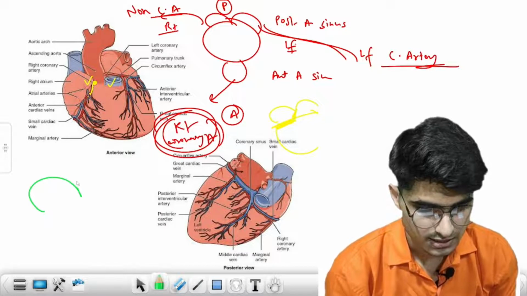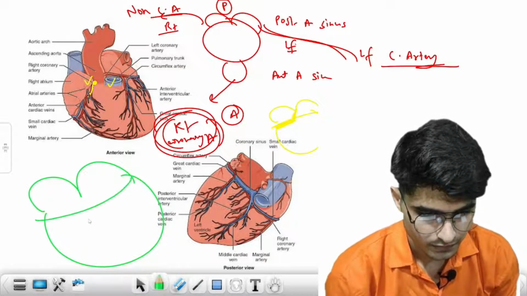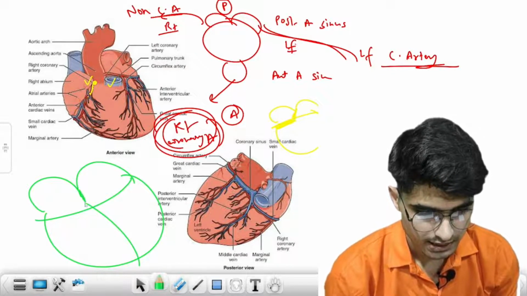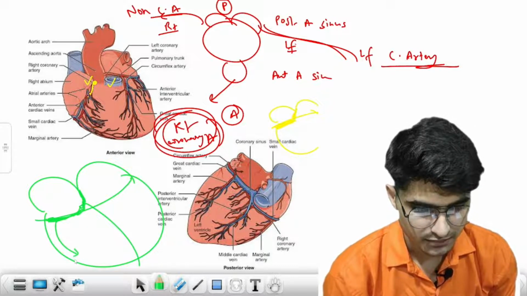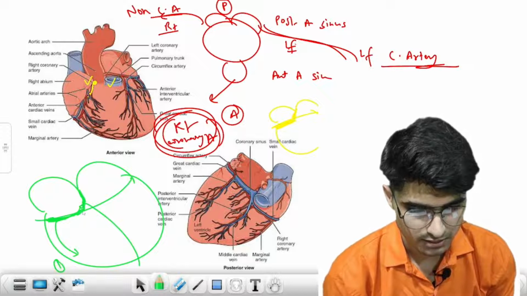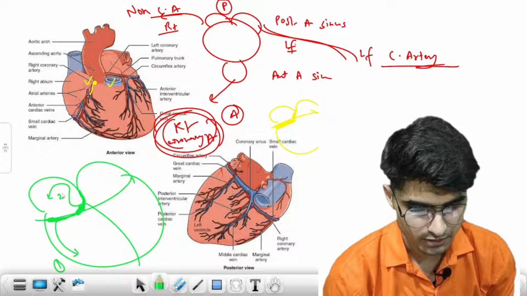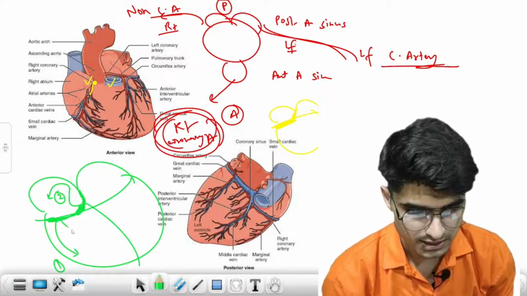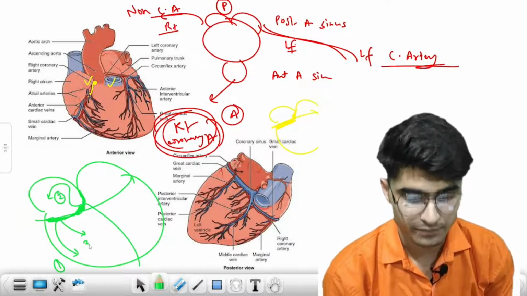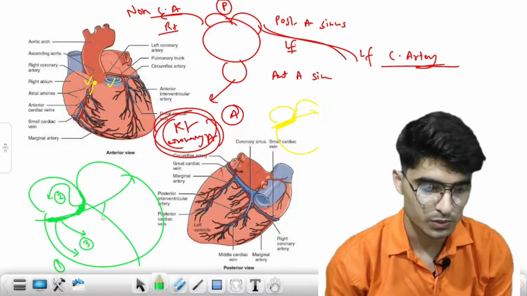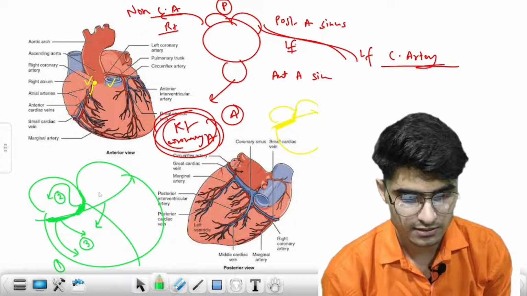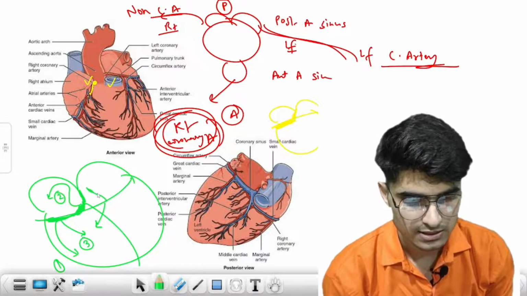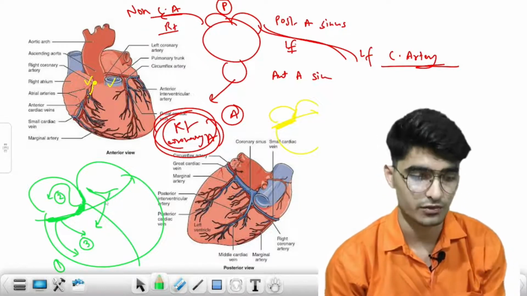Okay, let's say this is the heart, and this is our right coronary artery. It gives marginal branch number one, then the SA node branch, and the first one is the right conus artery. And that forms an anastomosis with the left conus artery coming from the circumflex branch of the left coronary artery.